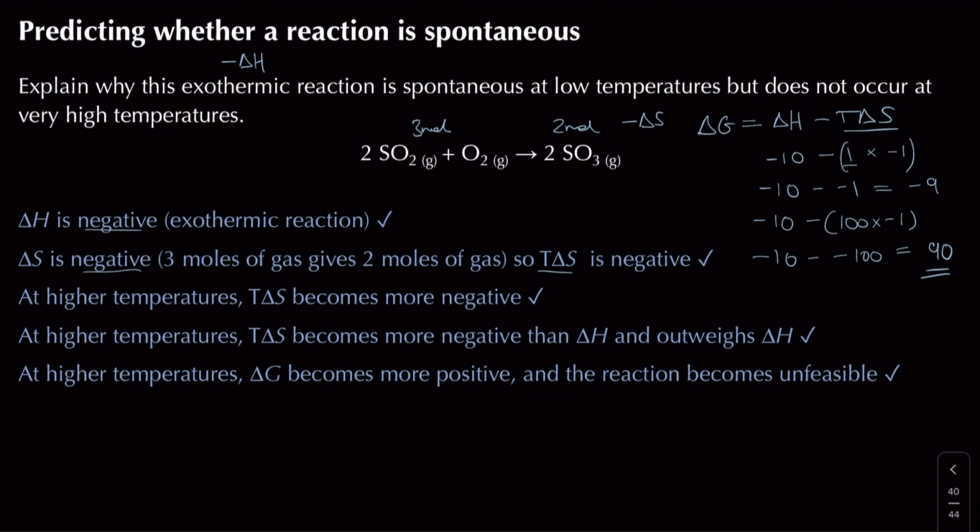Now, after we've talked about those 3 terms, we need to talk about what happens at higher temperatures. Well, at high temperatures, T delta S actually becomes more negative. It becomes more negative than the delta H value, and eventually it actually outweighs the delta H value. Delta G is overall going to become more positive, because we're taking a negative number and subtracting a negative number, and so the reaction is going to become unfeasible eventually. So yeah, that's how we lay it out in terms of the exam. Of course, this is the wording that we go for to get the maximum amount of marks.